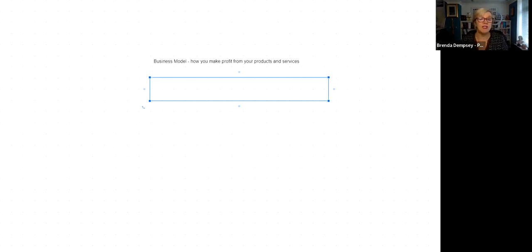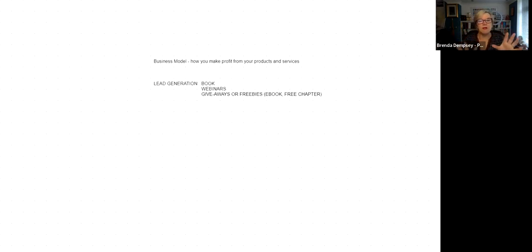So lead generation, you might give away your book to get them to come to your higher priced offering. So you've got a £15 book. You might want to give that away to get them to come to a higher priced workshop, for example. Let's talk about the next bit. So business model, how you're going to make profit from your products and services. So lead generation, I've given you three. You can think of more as well. And maybe when people put in the chat, you get ideas from what they do. So think about what it is you do.